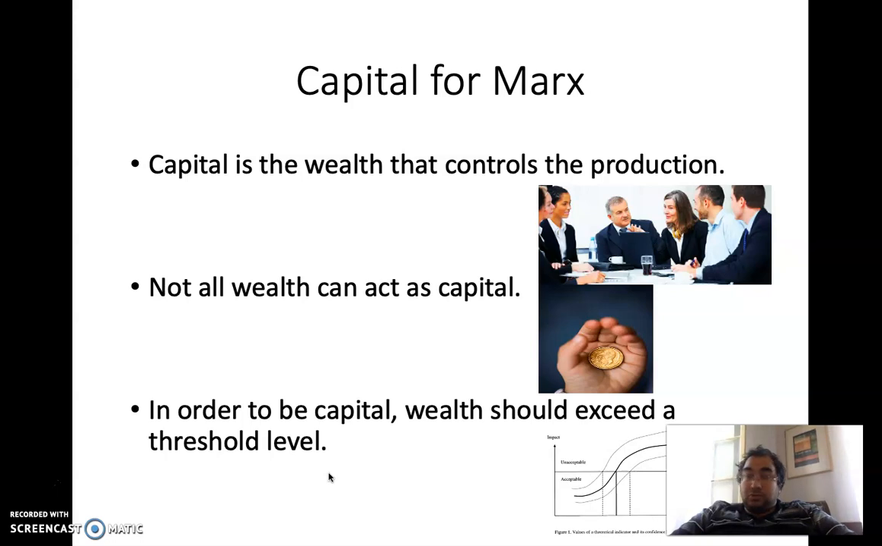And in order to do that, it should exceed a threshold level. Because if I have just 100 Turkish lira, there is probably no way for me to use this money to control any type of production process. If I had $1 billion, or, I don't know, the threshold is probably below that, and how much below might depend, but let's say $1 billion, I will be able to use this wealth to control production processes, buy production facilities, or buy shares so that I can control the companies that have ownership of those facilities.